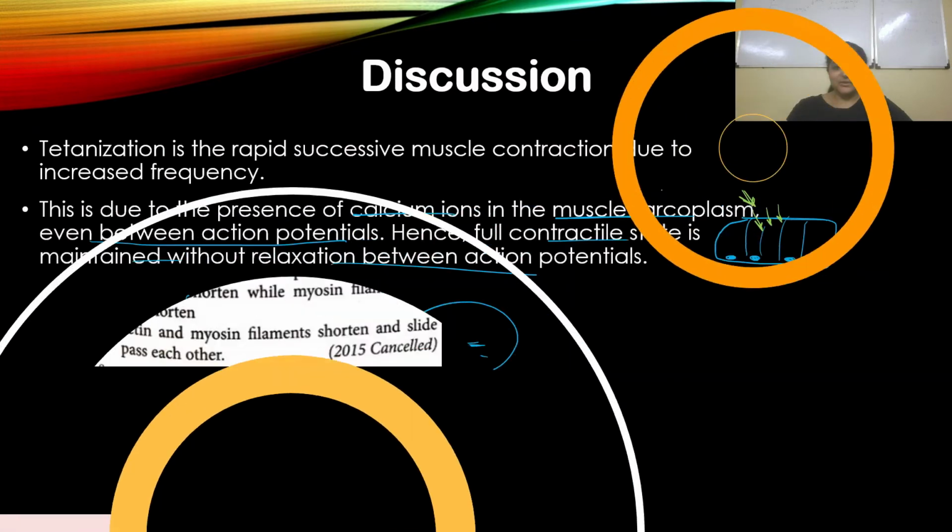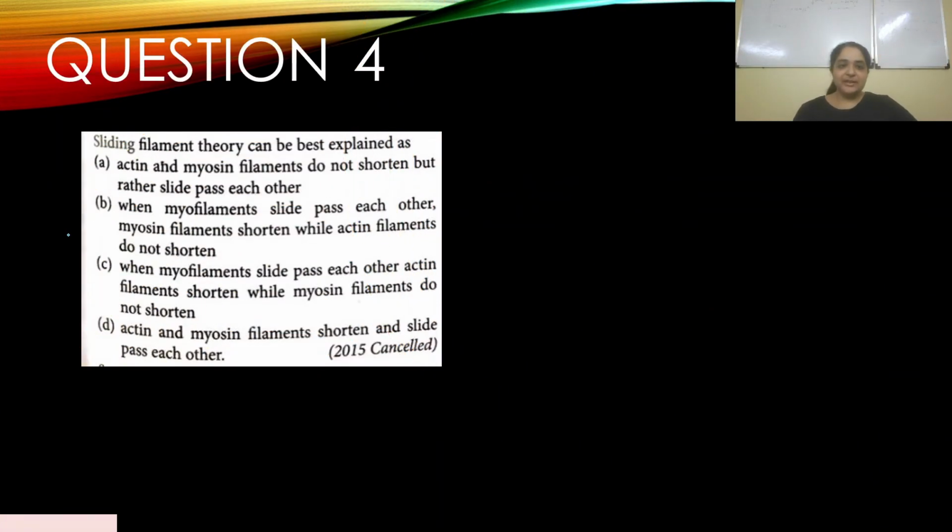Okay, next question. So question number 4. Sliding filament theory can be best explained as, and this appeared in 2015, so cancelled exam, I guess. A, actin and myosin filaments do not shorten but rather slide past each other. B, when myofilaments slide past each other, myosin filaments shorten while actin filaments do not shorten. C, when myofilaments slide past each other, actin filaments shorten while myosin filaments do not shorten. D, actin and myosin filaments shorten, slide past each other. So sliding filament theory can be best explained as A, actin and myosin filaments do not shorten but rather slide past each other.